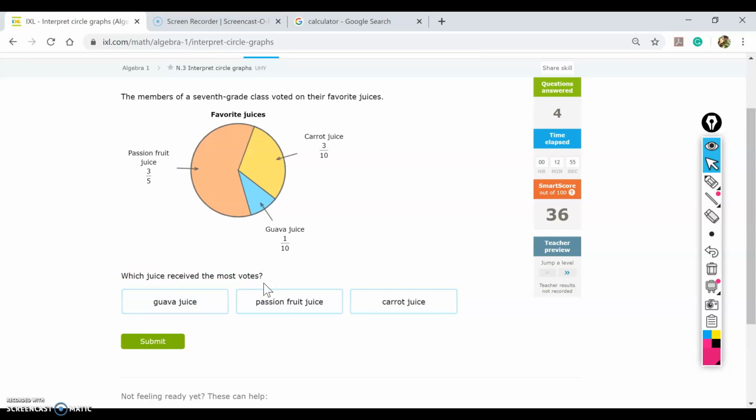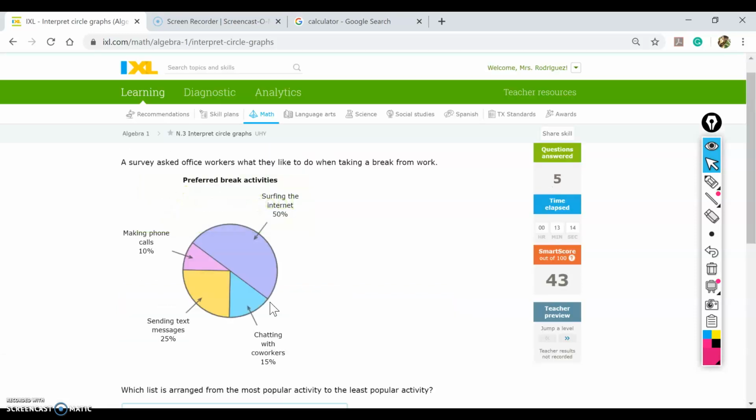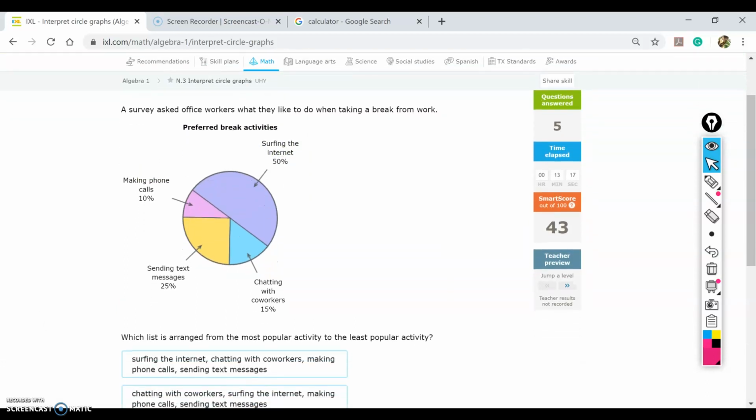Oh, come on, guys. This is so easy. Just look at the area that each little fraction represents on the graph. Which one is the biggest? Which one has the greatest area? Of course, this one here, which is 3/5. So it would be the passion fruit juice. Let's see if that is correct. And it was correct. Now, question 6.